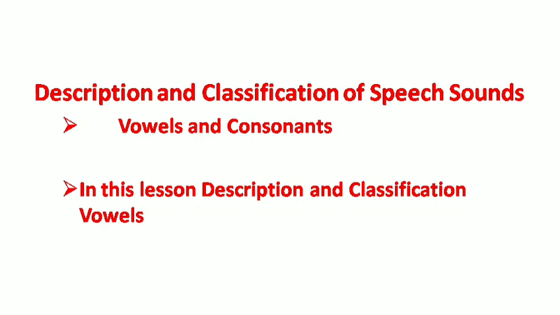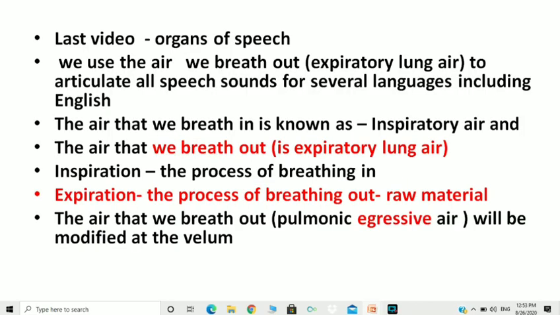In the last video we have discussed organs of speech. Those organs are involved in the production of speech sounds. We learned that the air that we breathe out is known as pulmonic egressive air, or otherwise expiratory air, and we use it to articulate all speech sounds in several languages including English.